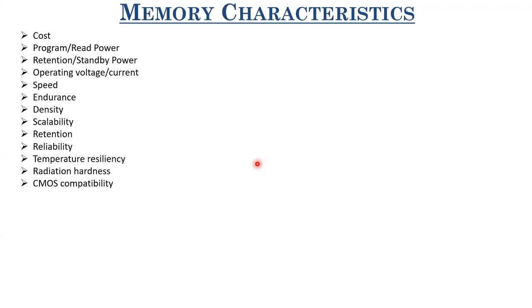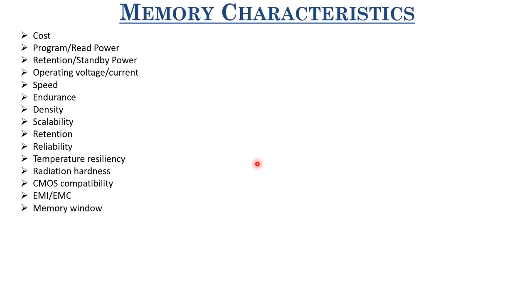Then it should also be CMOS compatible, because CMOS technology has been established, and no industry would really change their entire fabrication technology and move to some other technology. If it is CMOS compatible, the industry will readily adopt it, and that is why I included this in the preferable memory characteristics. Then EMI and EMC was also a very good point which people brought to notice.